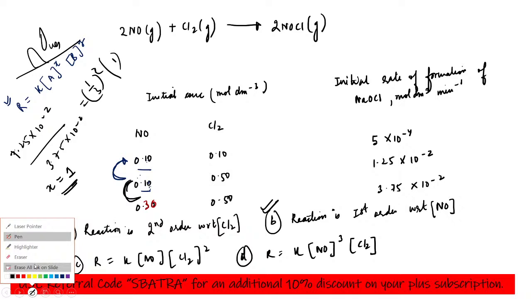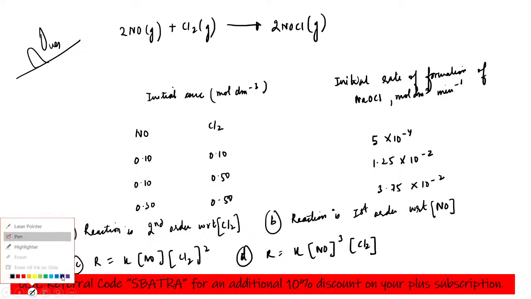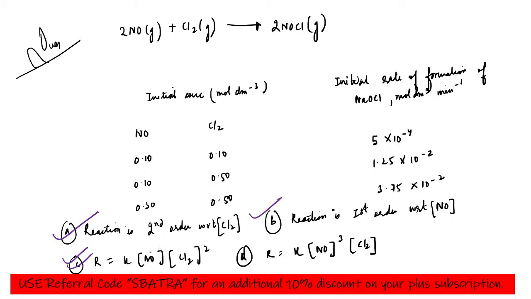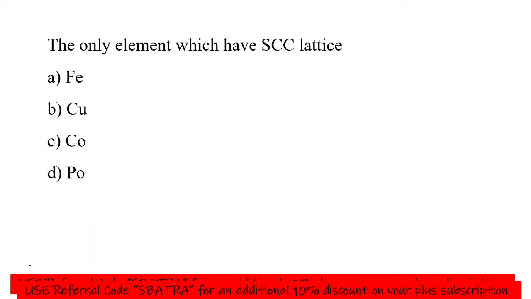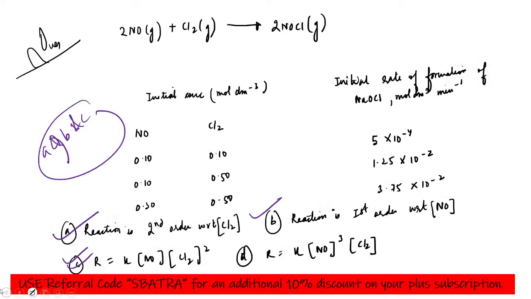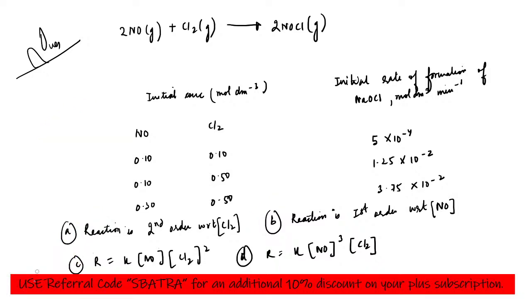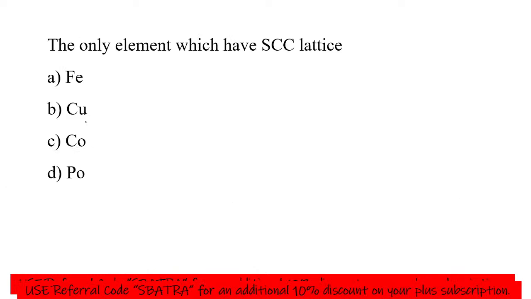Let's go to the next one now. So obviously if A is correct and B is correct, then option C is also correct. It's first order with respect to NO and second order with respect to chlorine. So A, B, C are going to be your correct options. Clear, everyone? Any doubts? Great. Let's go to the next question.